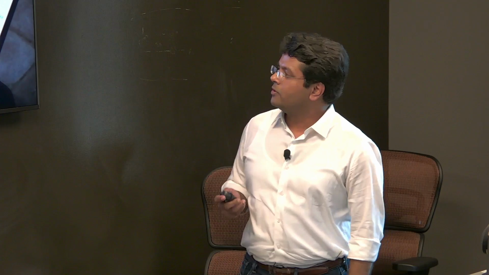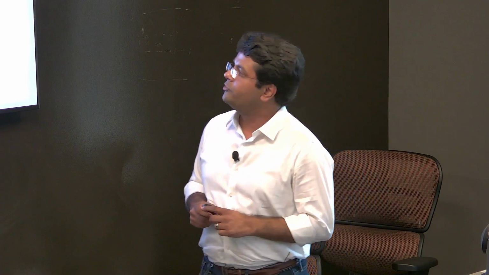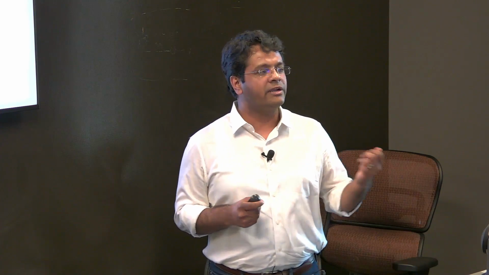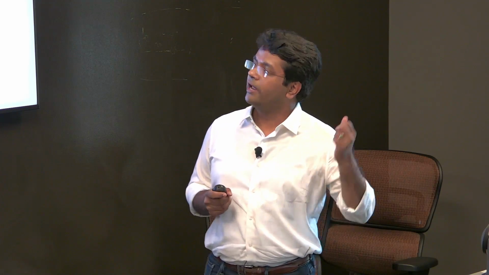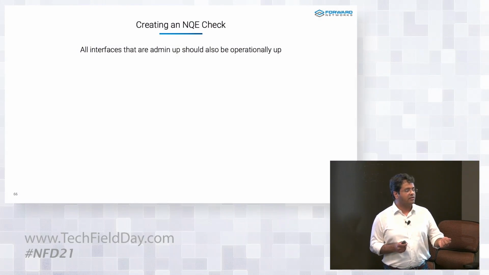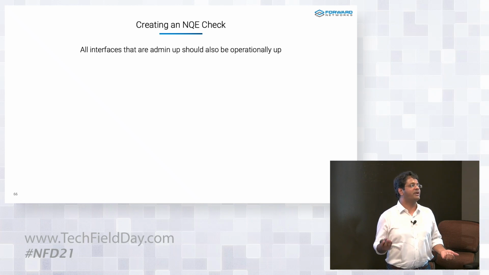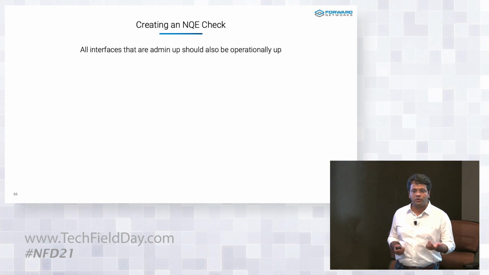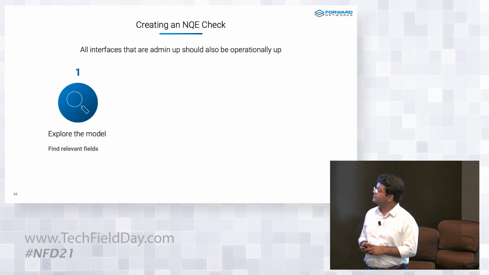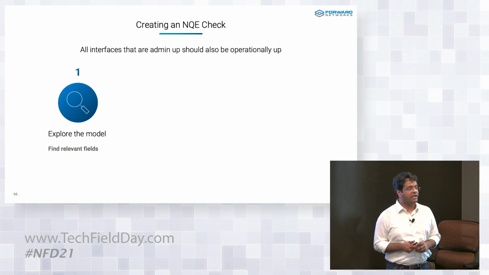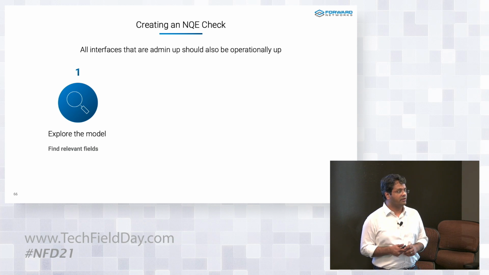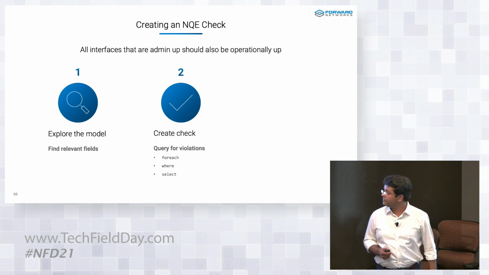Cool. So let me give you a very brief preview of what we're going to do in the demo. We're going to create a very simple custom check. The simple check that we're going to create is for every interface in my network, if it is admin up, it should also be operationally up. We're going to follow a 3-step process to create this check. Step 1, we will explore the data model that's provided by NQE and find the fields that are relevant for the check that I'm trying to create.